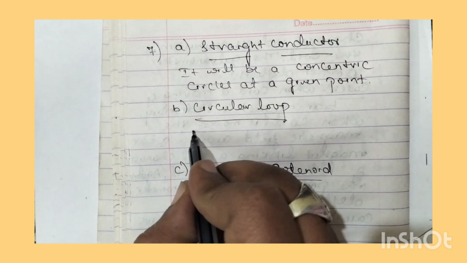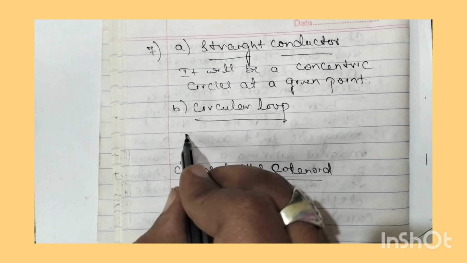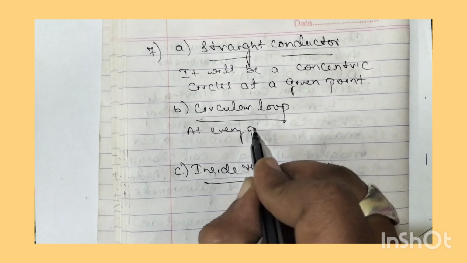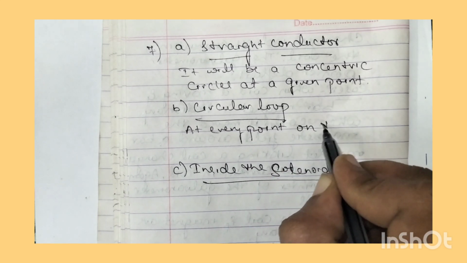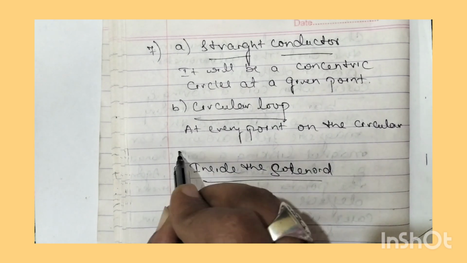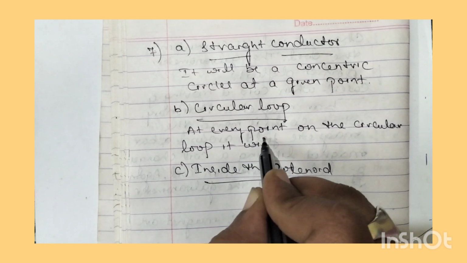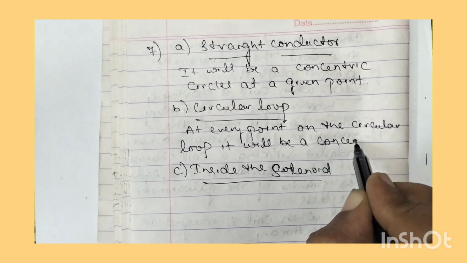Then what about in a circular loop? Again, the circular loop also, at every point on the circular loop, it will be a concentric circle.